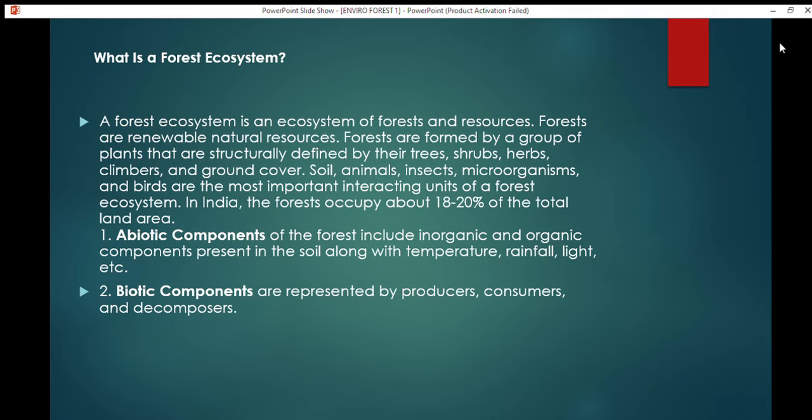Then we have abiotic components of the forest, which include inorganic and organic components present in the soil along with the temperature, rainfall, and light etc. Biotic components are represented by producers, consumers, and decomposers. Well, those three, we usually start learning them in primary and secondary school, and apparently right now I'm in college and we're still learning about this stuff.